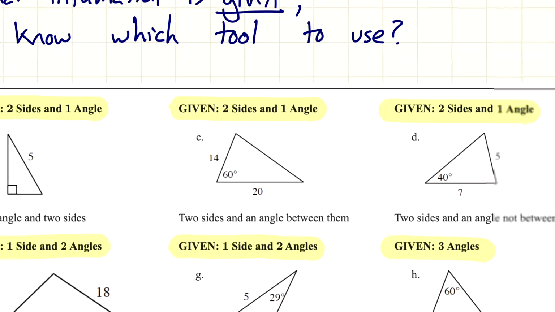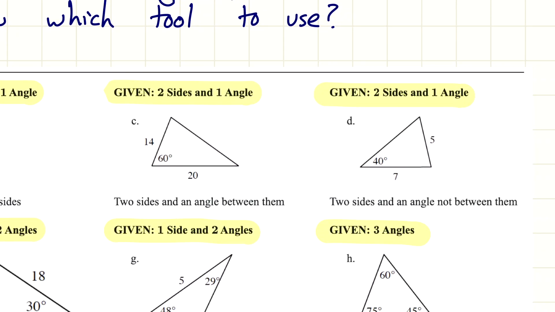All right, and then here is another two sides and an angle again, except now we have two sides and an angle not between them. So here I have two sides and an angle. Let me highlight these for us. So I have two sides here and then the angle there. On the one before it, you'll notice the difference of where that angle is.